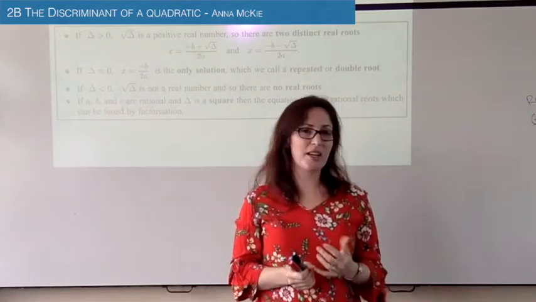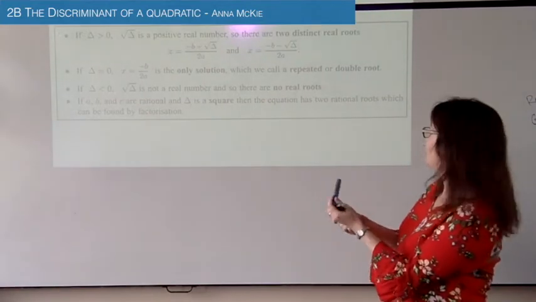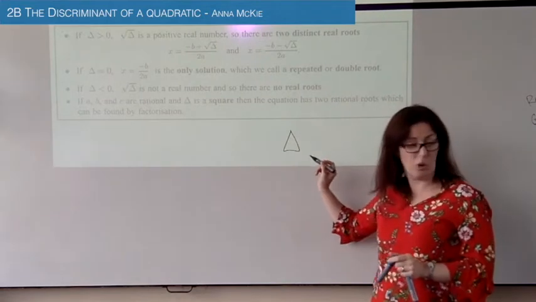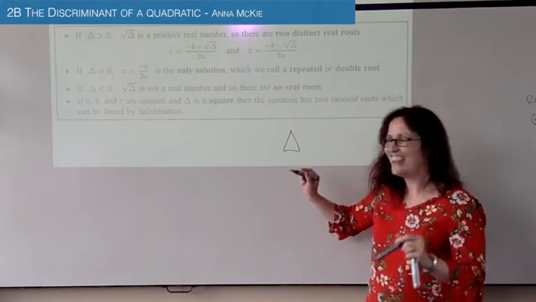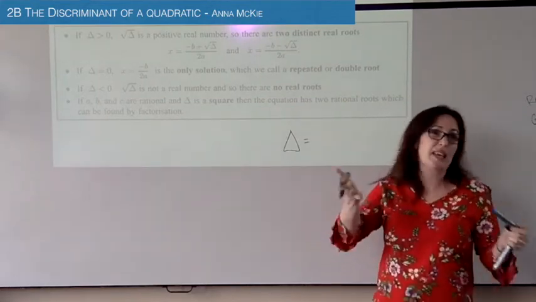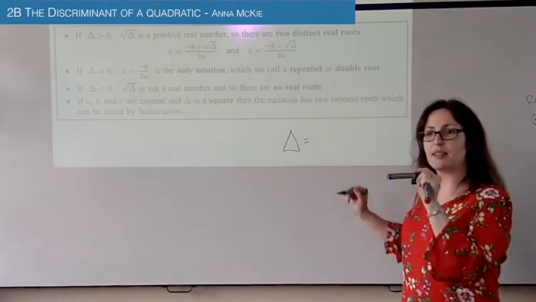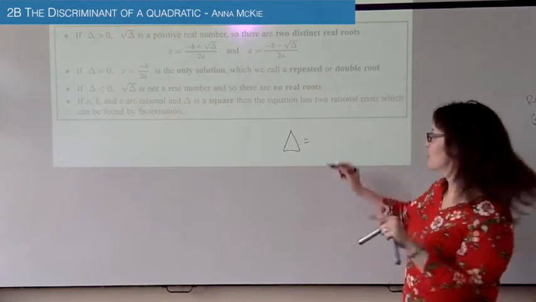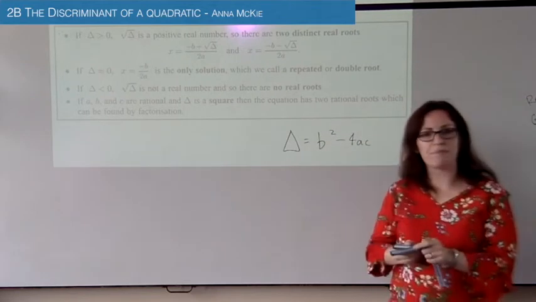Alright, so today's work is on 2B, on the discriminant. For the record, the discriminant is represented by that symbol. Do you know what it's called, that symbol? Triangle. Delta. Delta is a letter in the Greek alphabet: alpha, beta, gamma, delta. So it's like the D in their alphabet. The way I remember it is that the word delta starts with a D and the word discriminant starts with a D. So delta is discriminant. And it's b squared subtract 4ac.